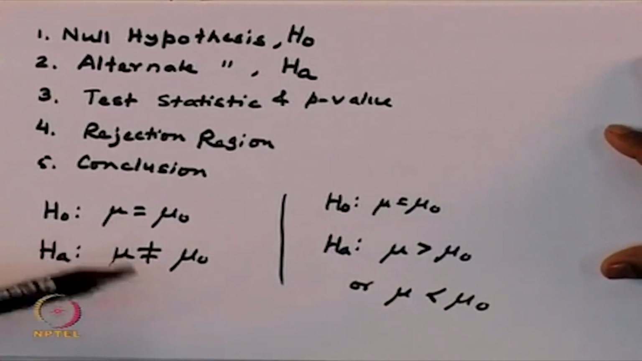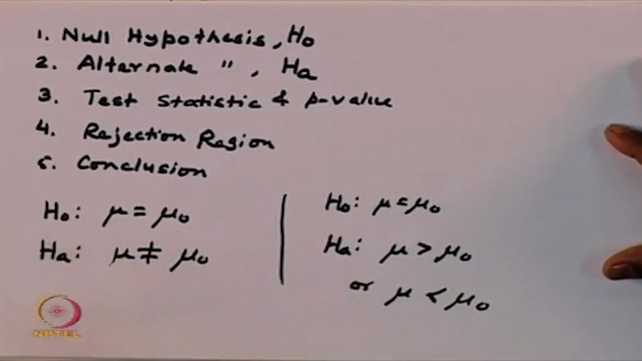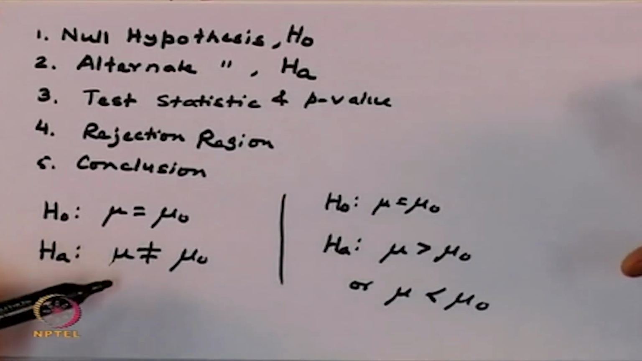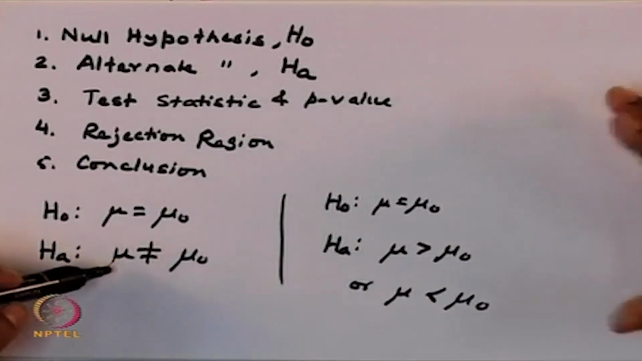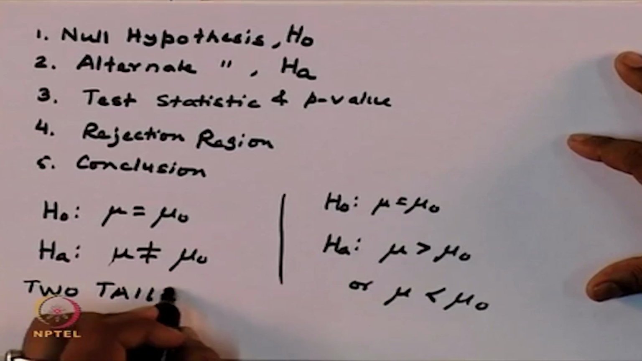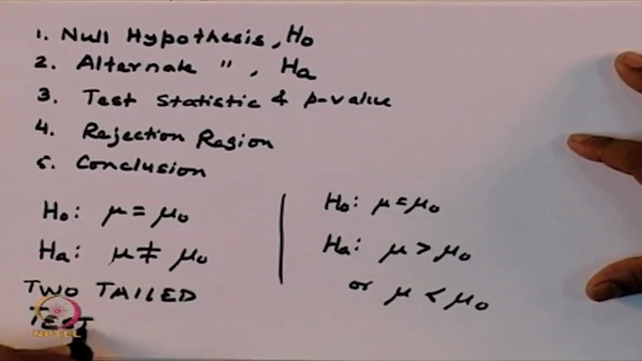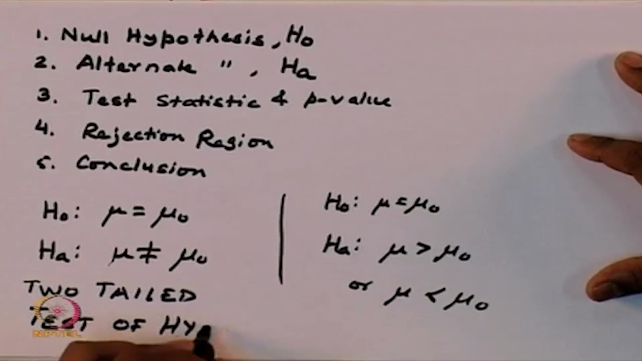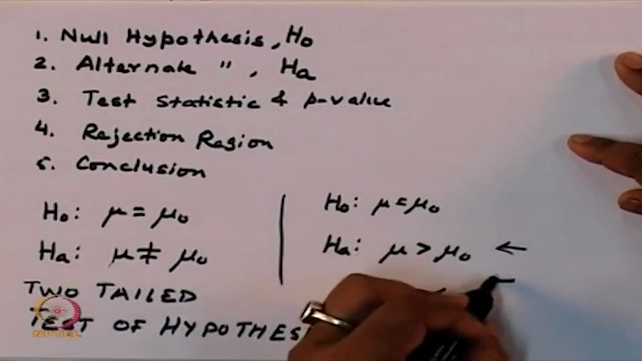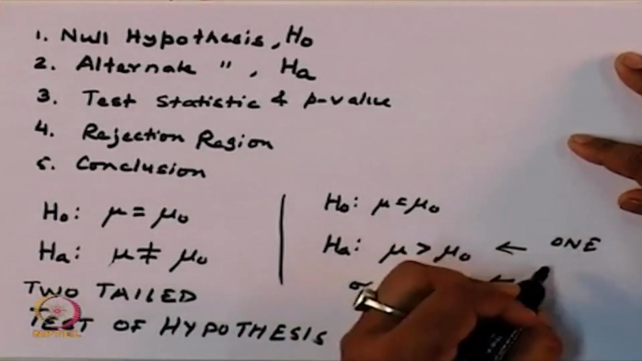Okay. So, the difference between these two tests of hypothesis is in this condition you are not concerned whether mu is greater than mu naught or mu is less than mu naught. All you want to ascertain is whether mu is significantly different from that of mu naught. Okay. So, this test is called a two-tailed test of hypothesis. Okay. Versus all these, both these cases are one-tailed test of hypothesis.